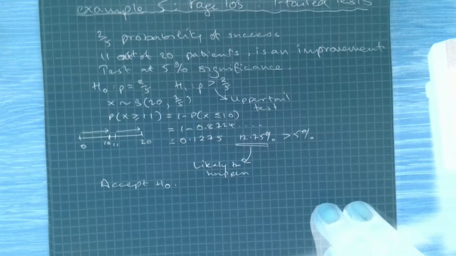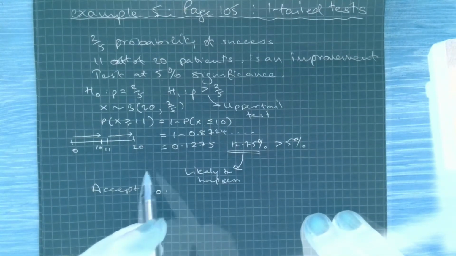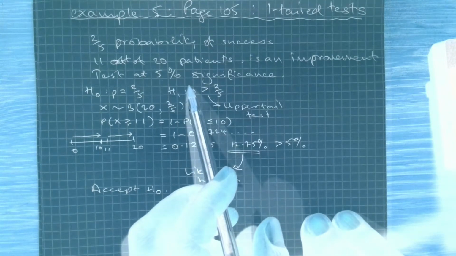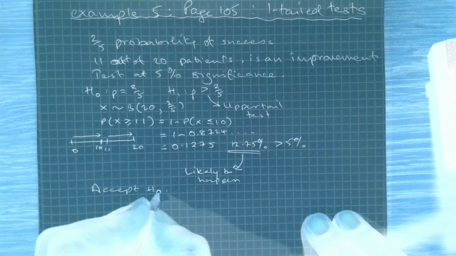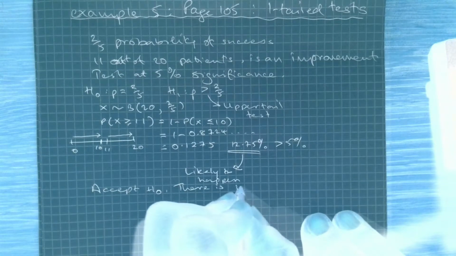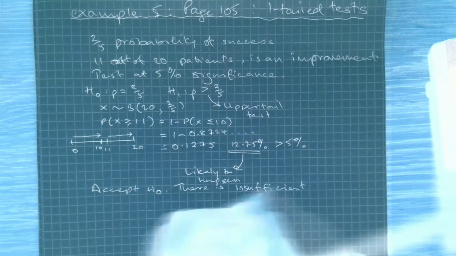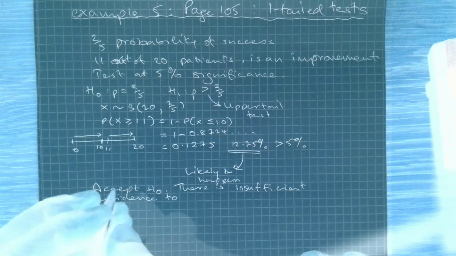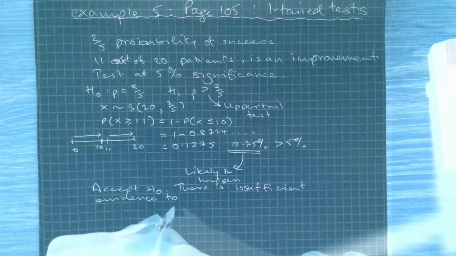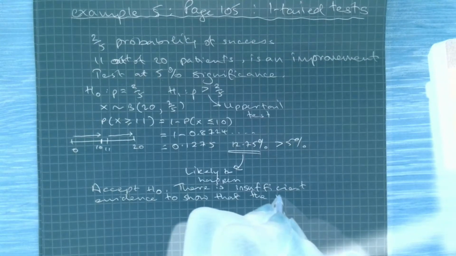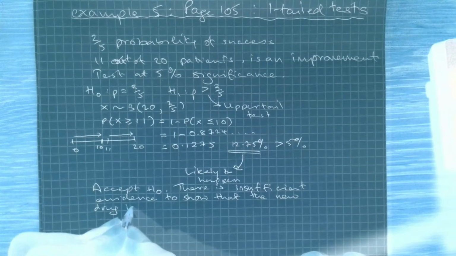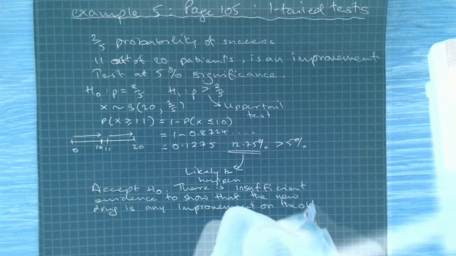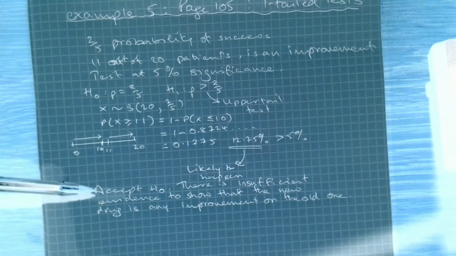and then you always need to write what I call a contextual comment, which is, okay, well, how does this link to the question? So this was about this drug improving the outcomes of patients, and the doctor claims that the new drug represents an improvement. So we must write something like this: there is insufficient evidence to show that the new drug is any improvement on the old one. Yeah, so always some sort of comment that is linked to what this question is about.